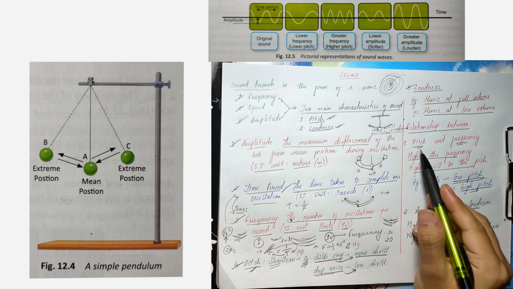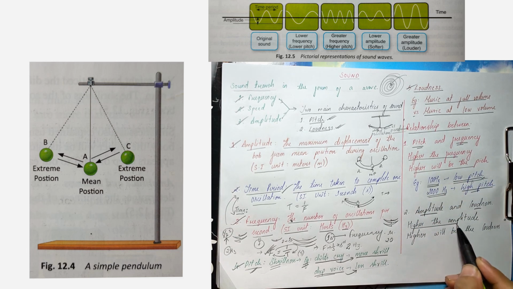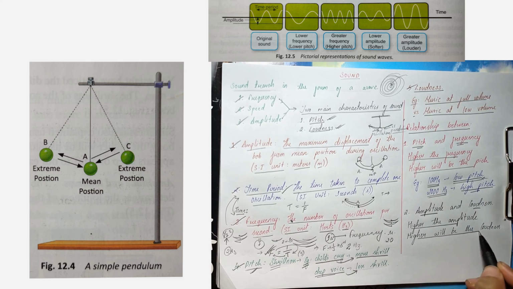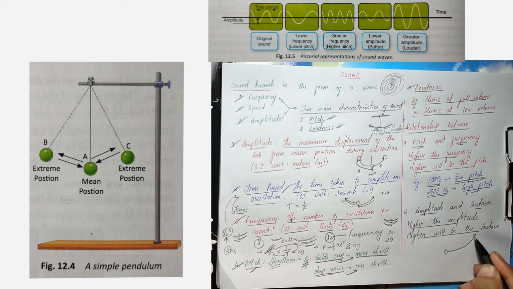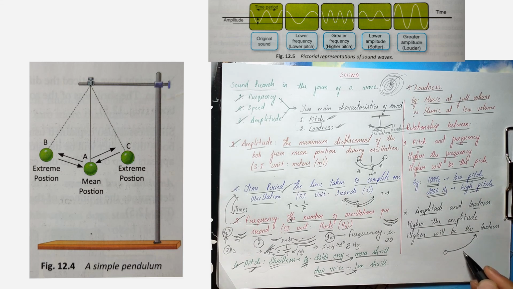Now amplitude and loudness. As with pitch and frequency, higher the amplitude, higher will be the loudness. So for example, this bob. Now if this bob takes a very huge leap, that is its amplitude is very high, that means it will be very loud. Whereas if you consider this bob that doesn't get displaced much, then this is considered to be less loud.